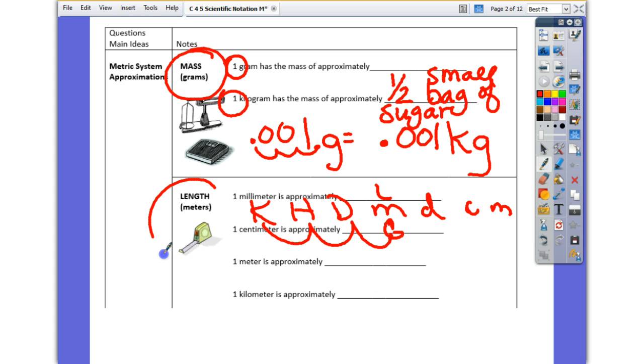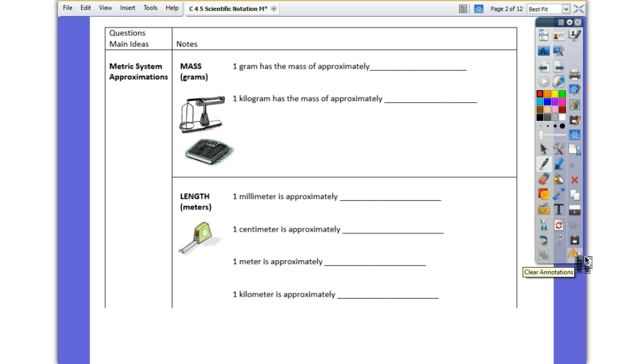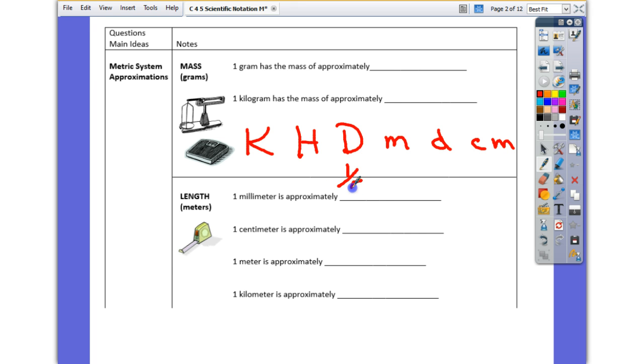Now let's talk about length. Now we're talking meters. Again, you still have that kangaroo hopping down mountains, drinking chocolate milk. 1 millimeter is approximately 1/5 of a, what does this stand for in your baking? What does that stand for? Teaspoon. TSP is teaspoon. TBL? Tablespoon. TBLS. So 1/5 of a teaspoon is in 1 milliliter.